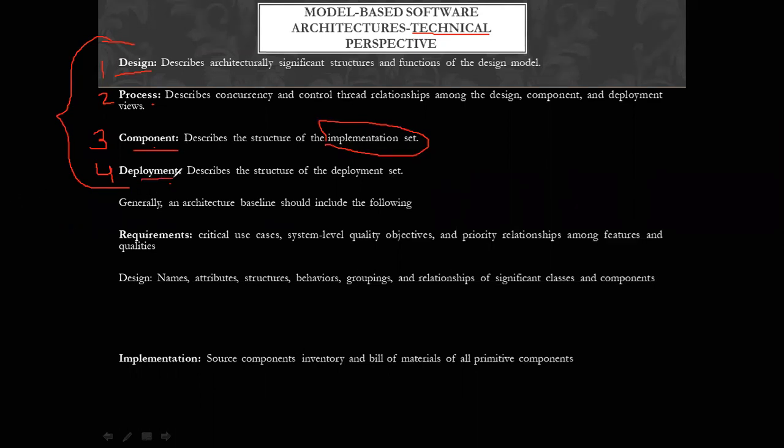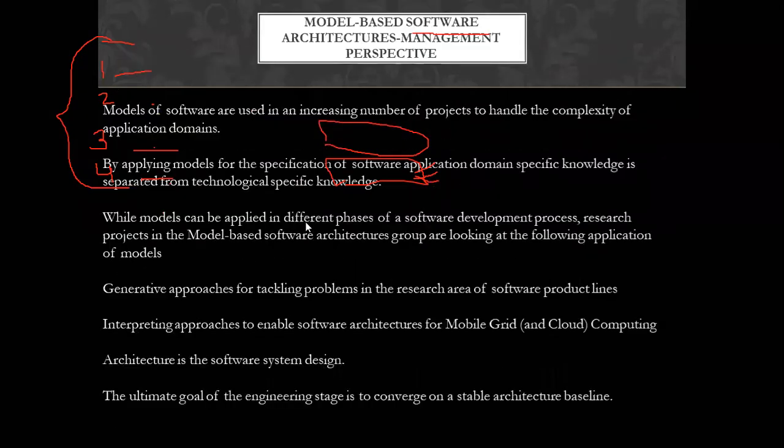Deployment view is about the description of the deployment set. We have also seen the deployment set during the artifacts. Deployment set is about your use case manuals, user manuals, installation manuals, and your runtime files. The description of all these things will be given in the deployment view. You can see it in this diagram.